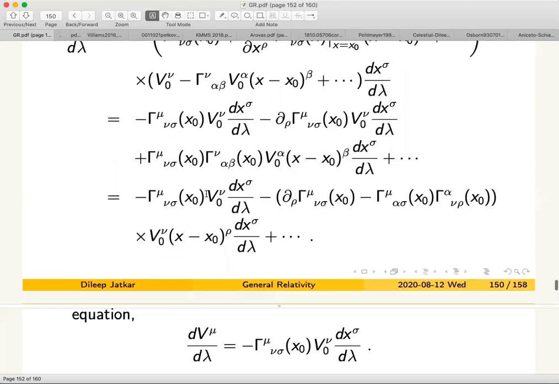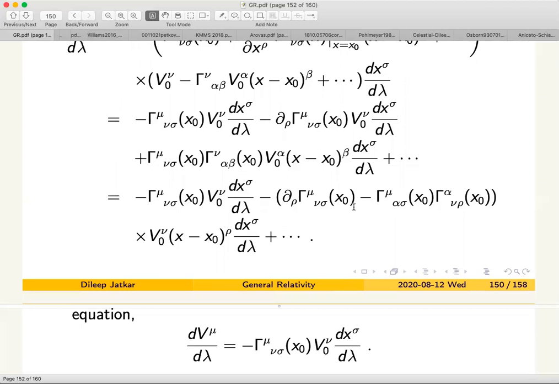Fine. Now notice one thing, that this piece was of course the leading order piece, but the next piece involves a derivative of gamma and a gamma gamma piece. This is something we have already encountered in the definition of the Riemann tensor.